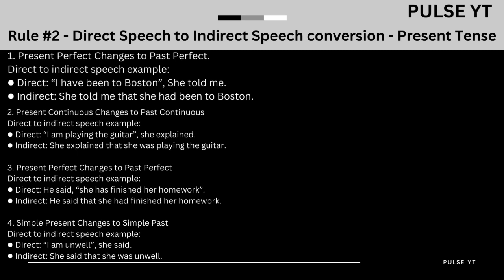3. Present perfect changes to past perfect. Direct to indirect speech example. Direct: He said, "She has finished her homework." Indirect: He said that she had finished her homework. 4. Simple present changes to simple past. Direct to indirect speech example. Direct: "I am unwell," she said. Indirect: She said that she was unwell.